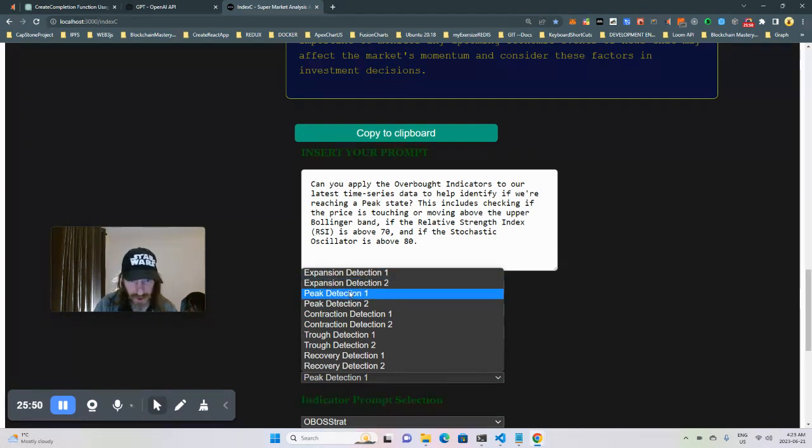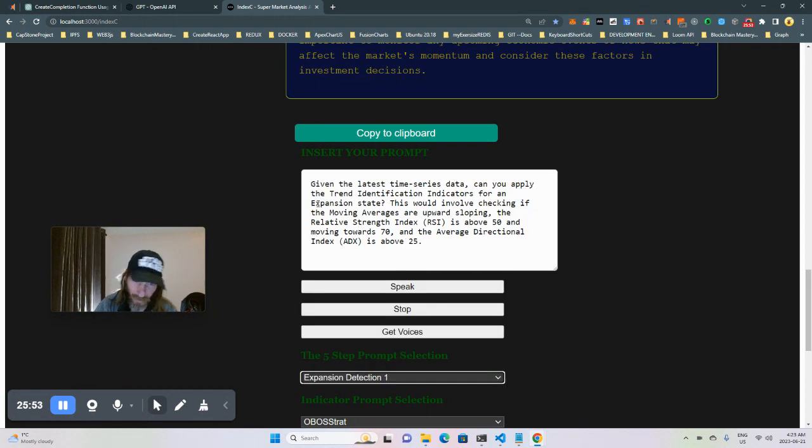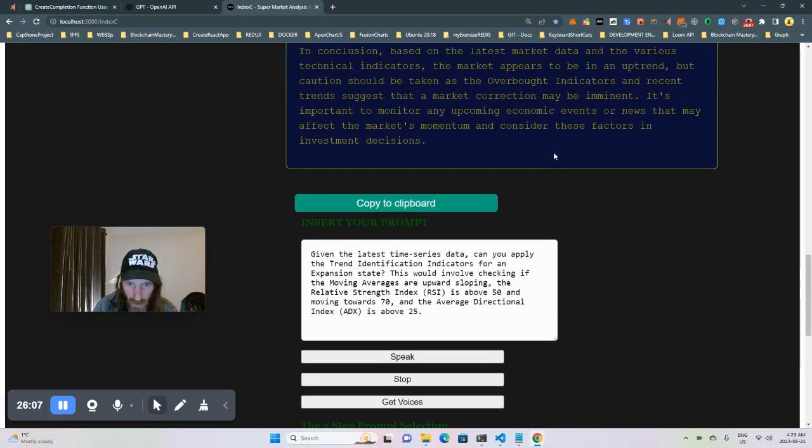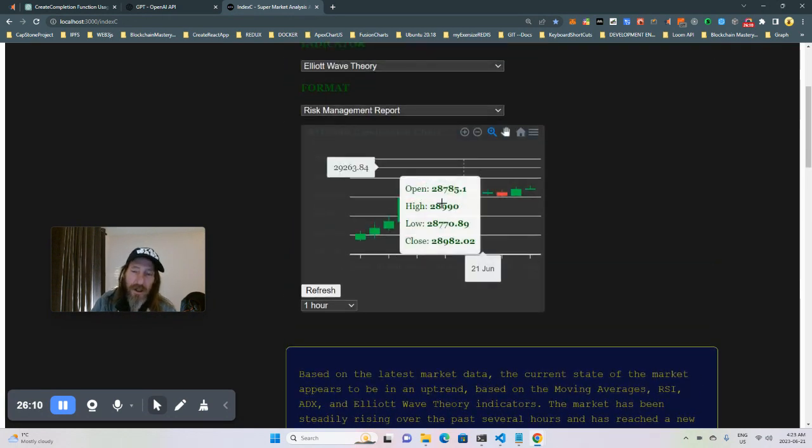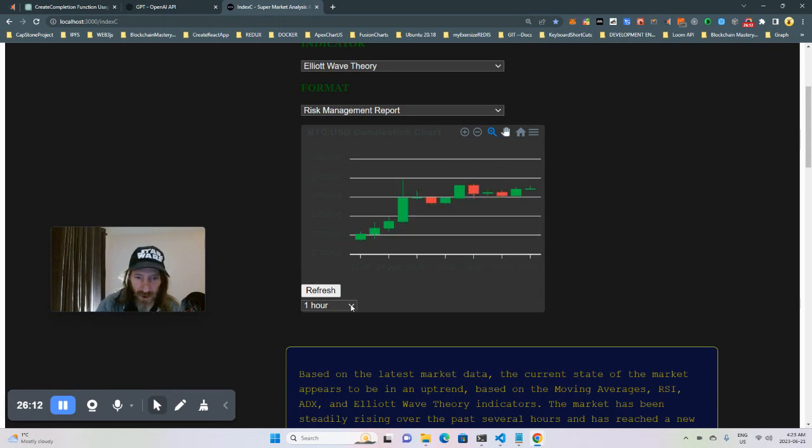With the expansion approaching a peak, do you apply a trend indicator for an expansion state? This would involve checking expansion. And should I leave it at 1 hour, or should I extend it or shorten it? I could actually even put in 45 minutes. I didn't put it in, but there is a 45 minutes. And then I believe there's also a 10 minutes that I should put in.